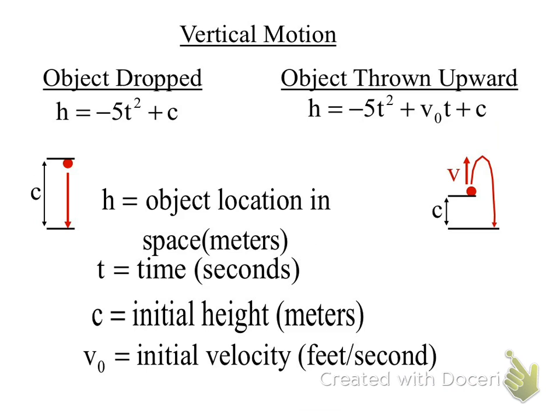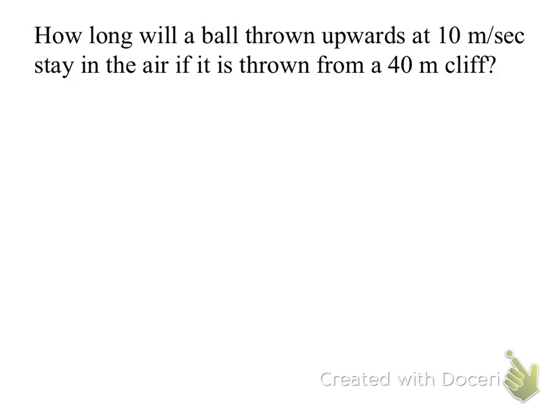Okay, but my ending height is what? 0. Right. Okay, so now let's look at how long will it take the ball thrown upwards at 10 meters per second to stay in the air if it's thrown from a 40-foot cliff. So I'm now on a mountain, standing at the 40 feet of the mountain. 40 meters, sorry. I'm throwing it up, and then it's coming down and making that parabola. Okay, and they give us the equation. At your level in Algebra 1, they give you the equation.